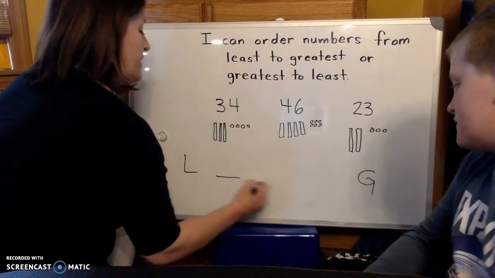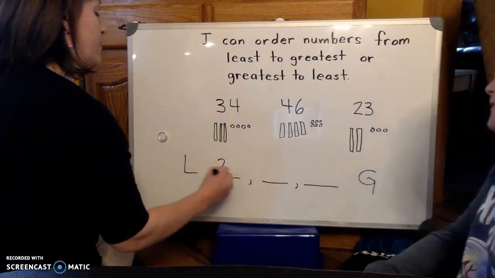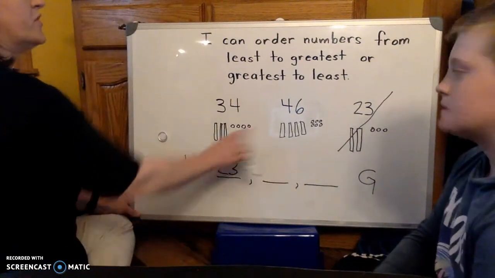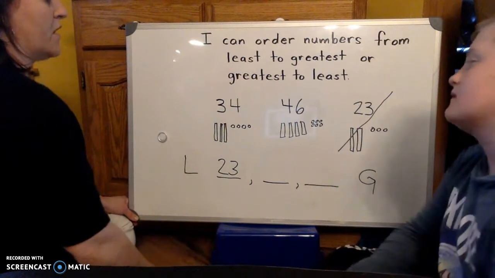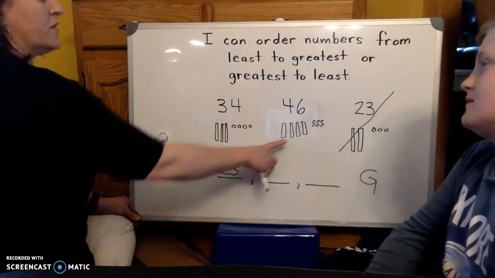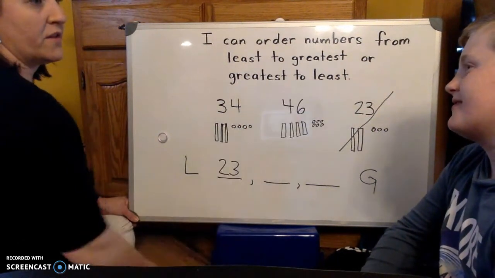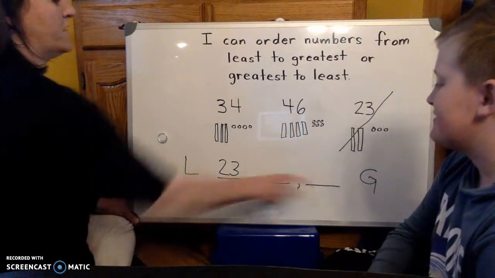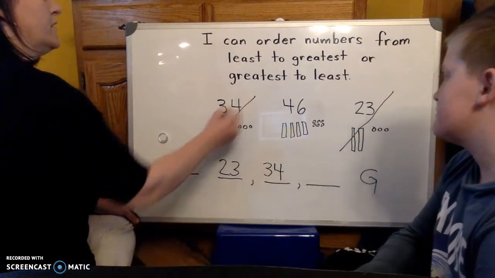So let's make our little spaces here. And the first number is 23. All done with that one. All right, now we have 2 other numbers here. I have the number 34 and 46. Which one is less? 3 tens or 4 tens? All right, give it to us. 3 tens. So the next number going from least to greatest is 34. All done with that one.